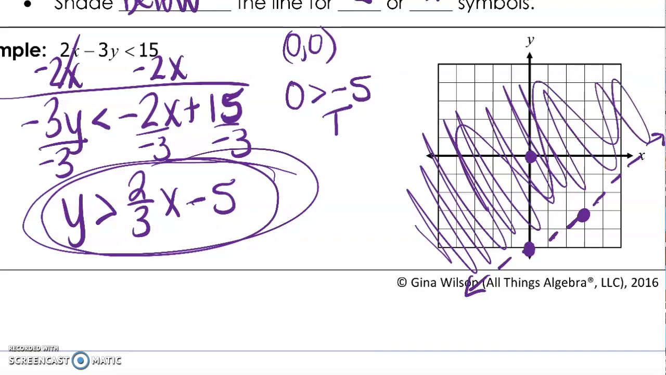Okay, so again, you can go by up or down based on greater than or less than, or you can pick an ordered pair and plug it in. If it's true, you shade on the side of the line where the dot is. If it's false, then you go to the other side of the line.